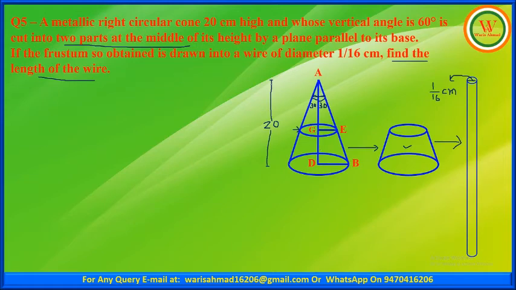As we know, the total height of this cone is given 20 centimeter. Hence, the height from A to G will be equal to 10 centimeter. From A to G, it will be equal to 10 centimeter, and from G to D also it will be equal to 10 centimeter, because it is already mentioned in the question that the cone is cut into two parts at the middle.